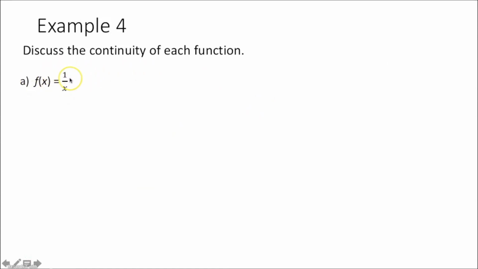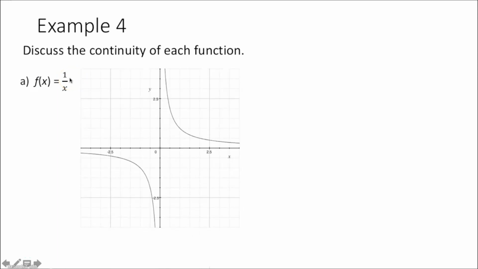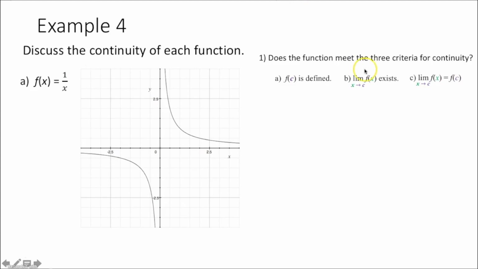So now, example 4, we want to discuss the continuity of each function. We have f of x is equal to 1 over x, and that graph looks something like this. Now, in order to discuss the continuity, we need to first ask ourselves, does the function meet the 3 criteria for continuity? Is f of c defined for all x equal to c? Does the limit as x approaches c of f of x exist for all x equal to c? And does the limit as x approaches c of f of x equal f of c for all x equal to c?